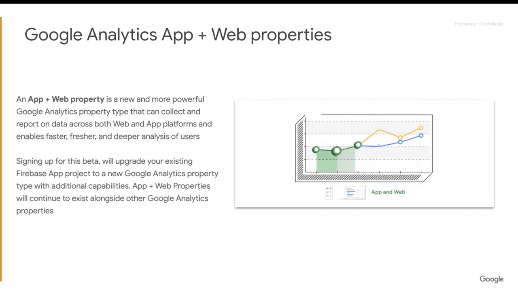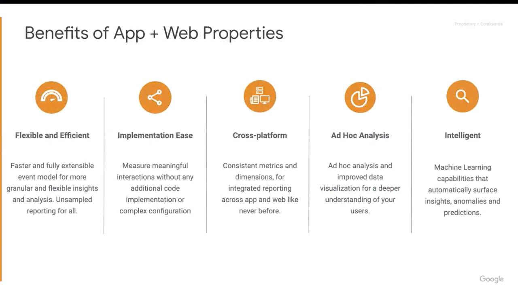So if you go to the key benefits and value proposition of App+Web properties, as I've mentioned, it is events-based and it is user-centric. So as a result, it allows for much faster reporting. It has a fully extensible event model, and you can have unsampled reporting in the platform for all customers. When it comes to implementation, I will be talking about this a little bit more during the demo, but basically it is very easy to implement, and if you have GTAG or are using GTM, then you don't need additional coding, implementation, or complex configuration.